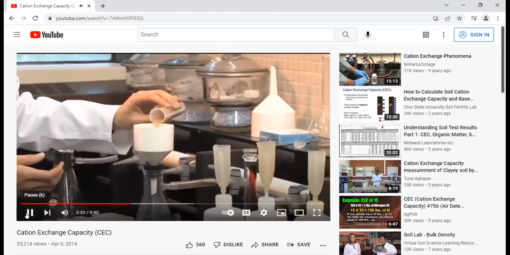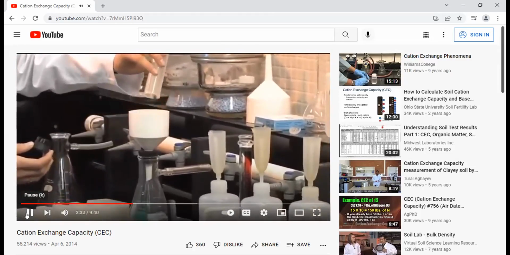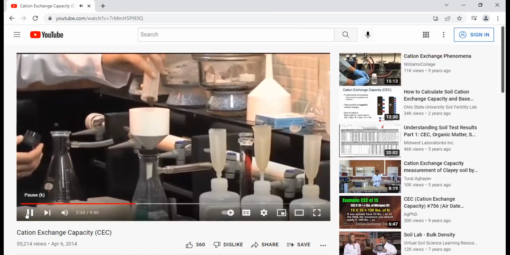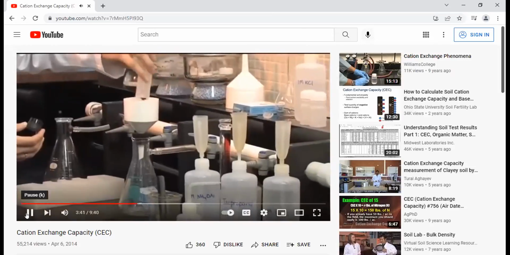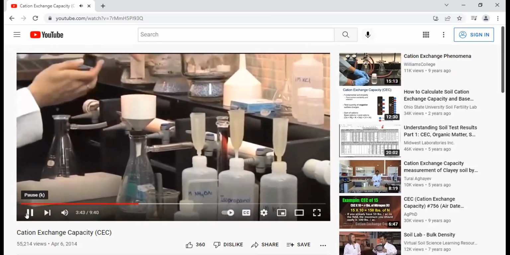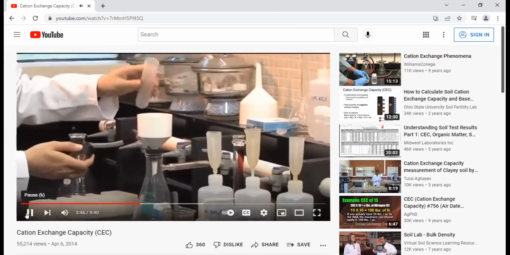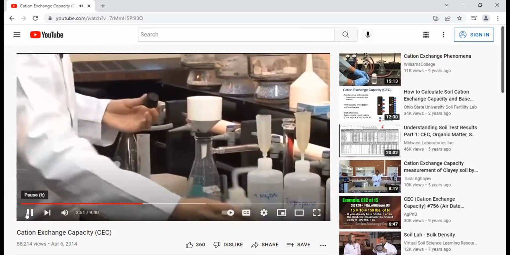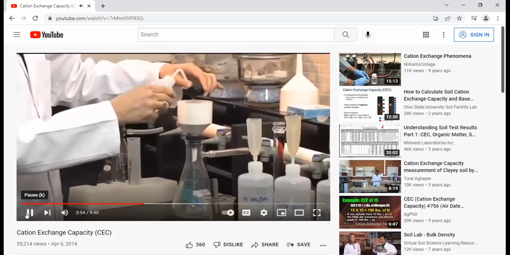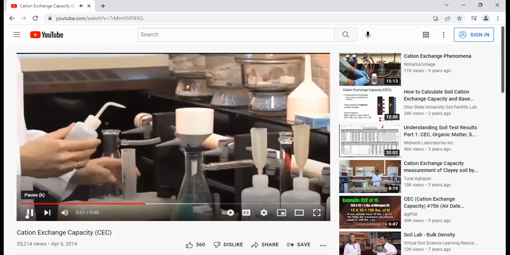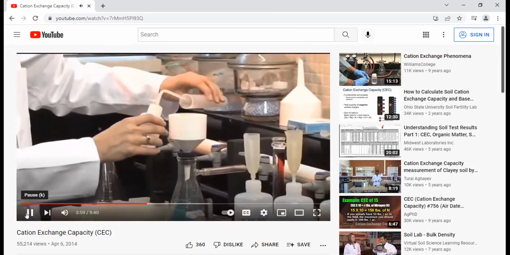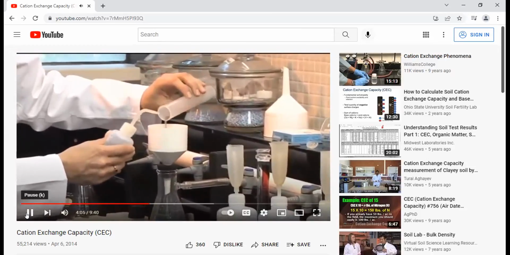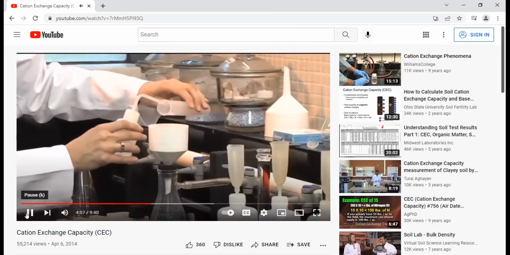So what's happened with this first extraction is that the ammonium ion from the ammonium acetate has replaced all of the cations that were originally on the exchange site. So what should be coming out, because it's been displaced into the solution, is our calcium, potassium, magnesium ions. And we just want to give a little rinse of the stopper. And we want to rinse out our tube to make sure we get all of our soil sample, because we're going to be further extracting or rinsing the sample.